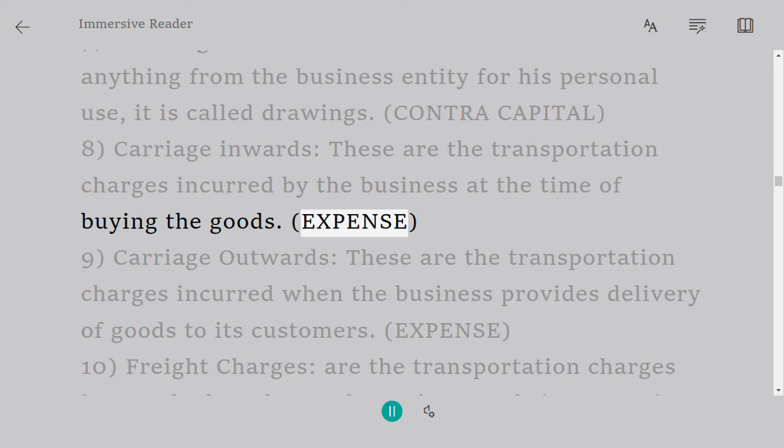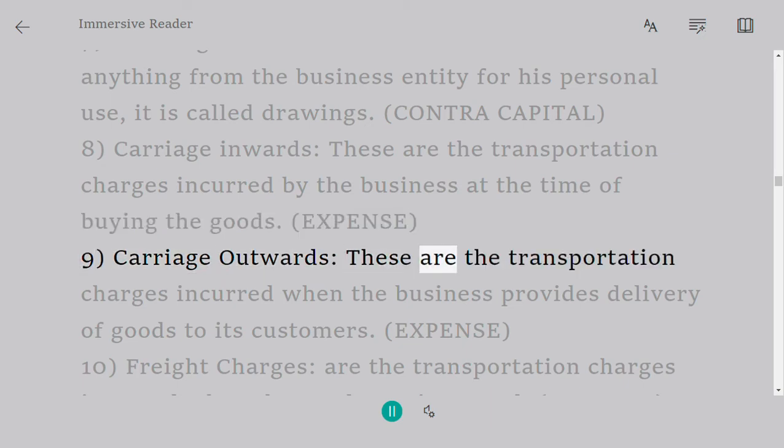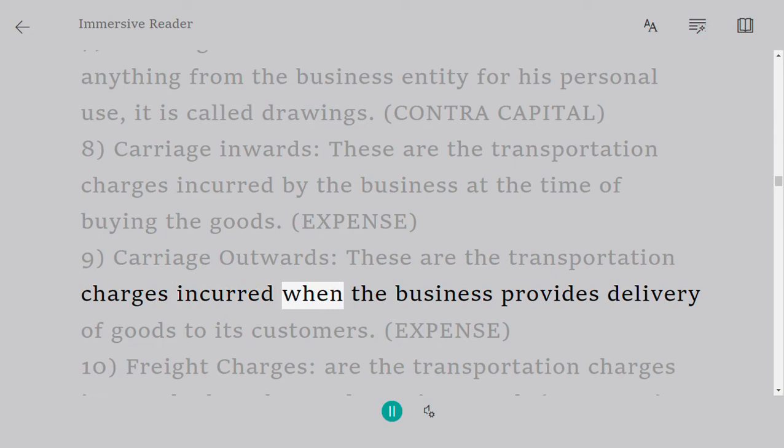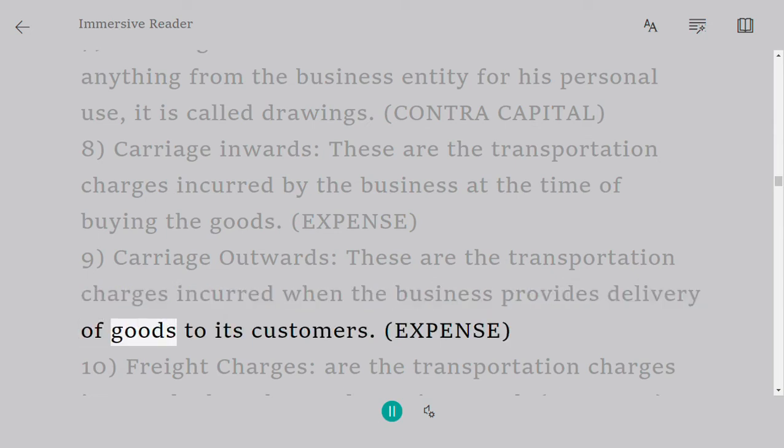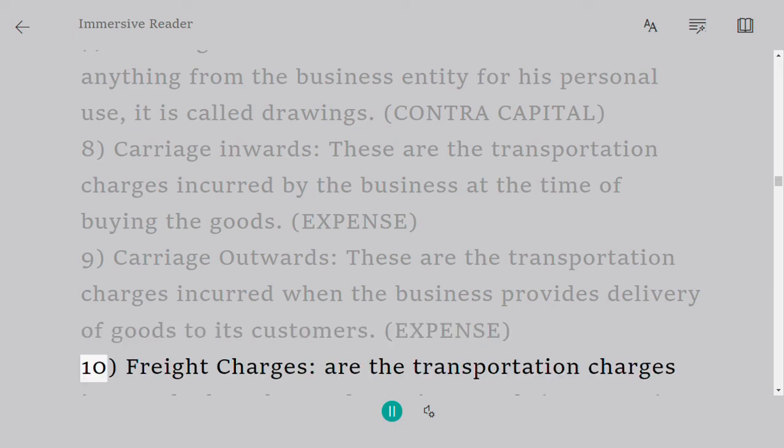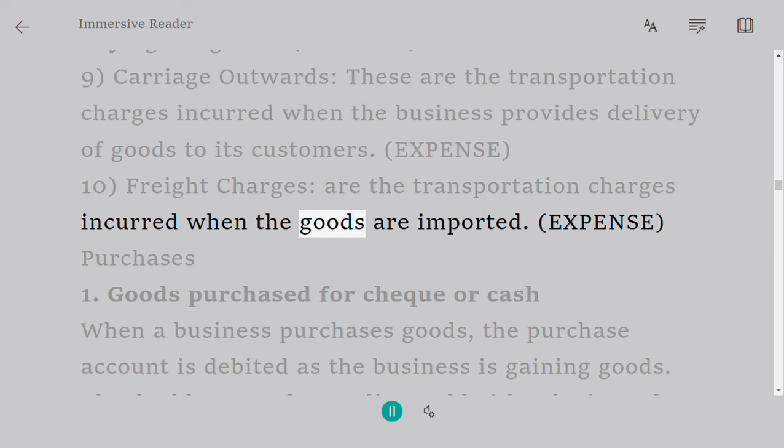Expense. 9. Carriage outwards. These are the transportation charges incurred when the business provides delivery of goods to its customers. Expense. 10. Freight charges are the transportation charges incurred when the goods are imported.